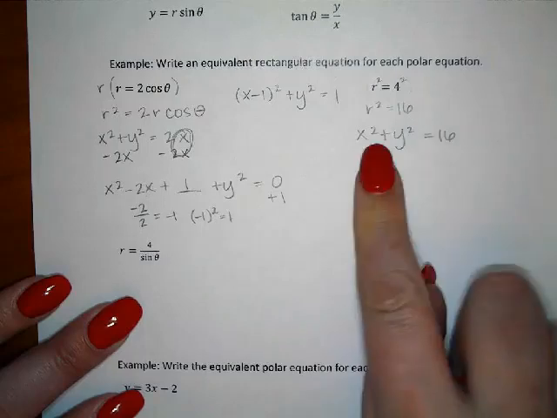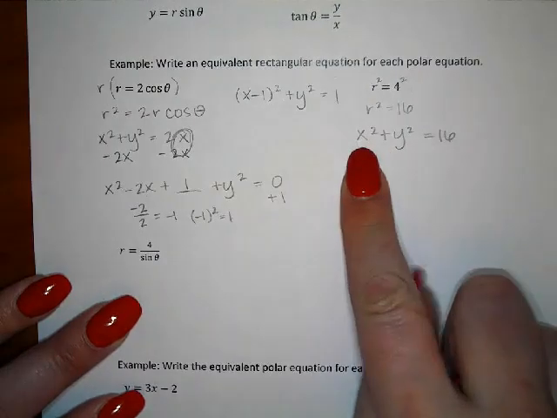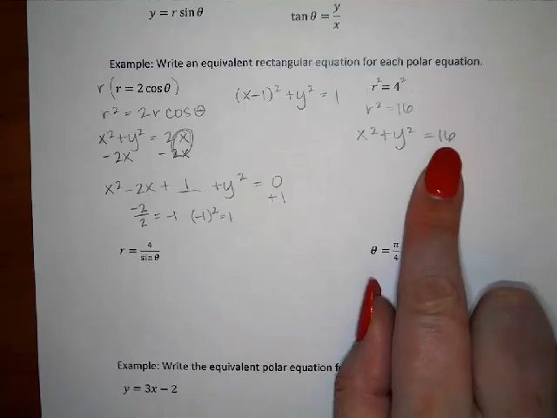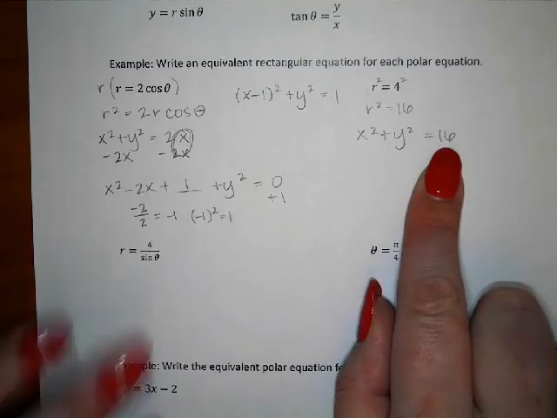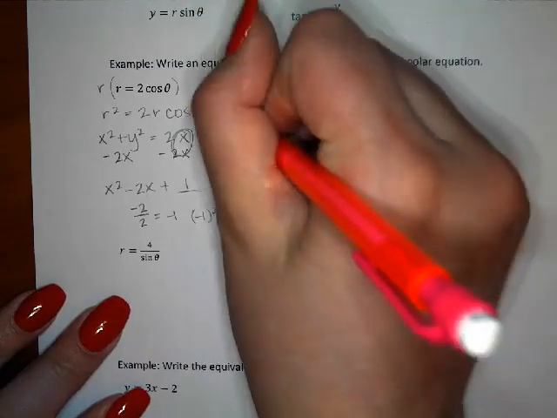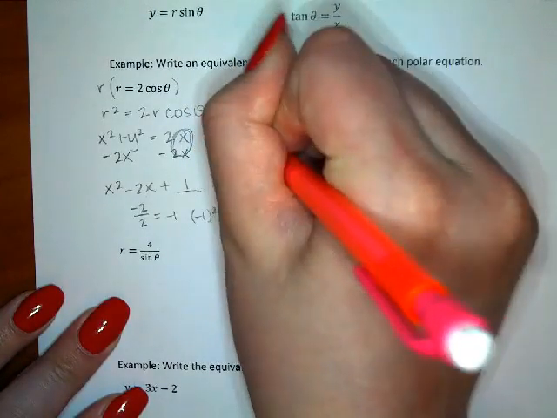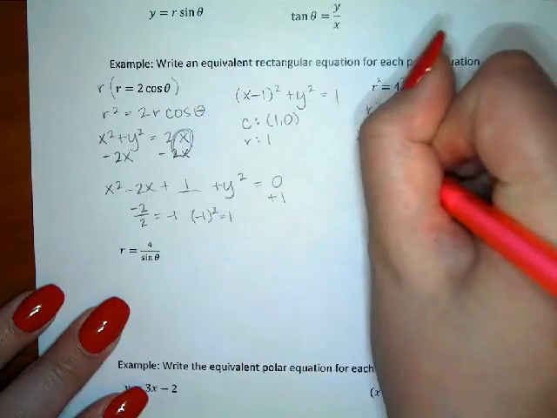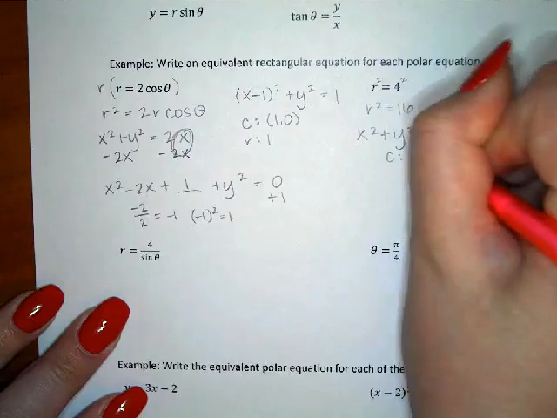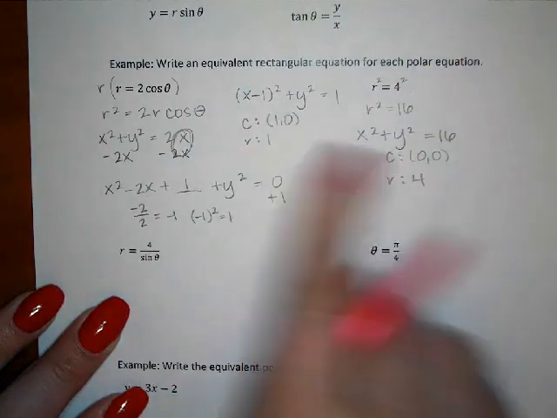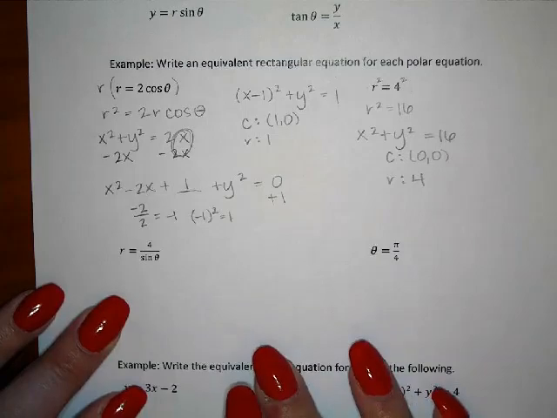So here, this is also a circle, but this time the circle is centered at 0, 0 and has a radius of 4. It might actually be good to write that. Centered at 1, 0 with a radius of 1. This is centered at 0, 0 with a radius of 4. So both of these are circles, and those are recognizable equations.